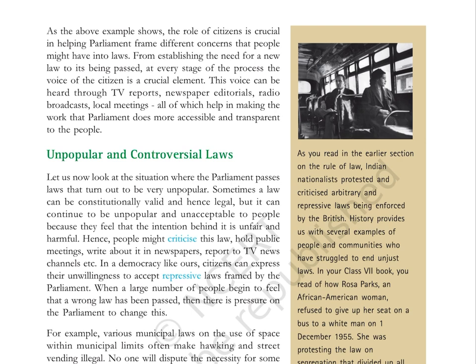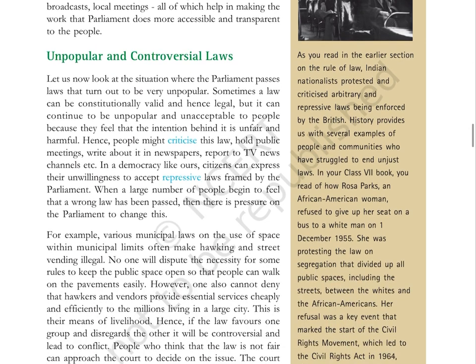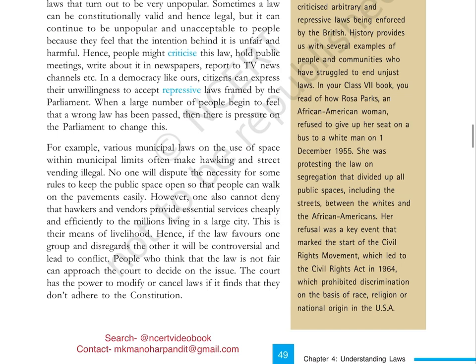In your Class 7 book, you have read how Rosa Parks, an African-American woman, refused to give up her seat on a bus to a white man on 1st December 1955. She was protesting the law on segregation that divided up all public spaces, including the streets, between the whites and the African Americans. Her refusal was a key event that marked the start of the civil rights movement, which led to the Civil Rights Act in 1964, which prohibited discrimination on the basis of race, religion, or national origin in the USA. Page number 50.